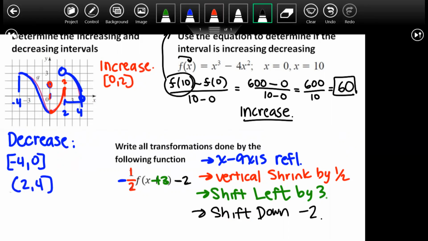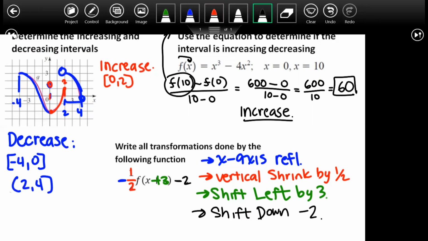If you have a number on the outside that's being multiplied by the function, it's considered a vertical stretch or a shrink. In this case, because it's between 0 and 1, like a half, think of it like a dilation. It's half the size, so it's going to get smaller towards the line. A whole number greater than 1 will be a stretch. It's getting larger by the factor.